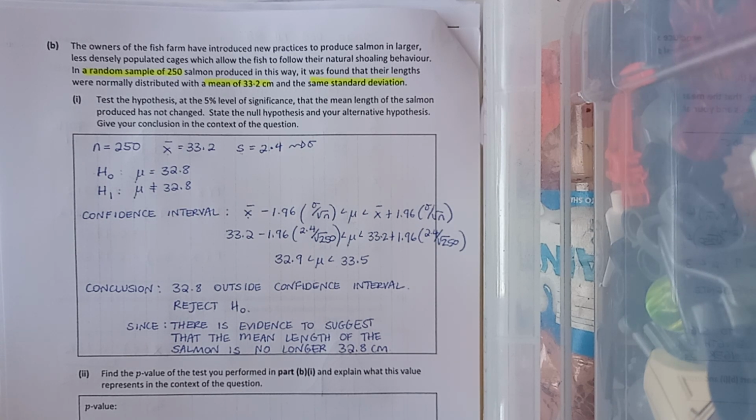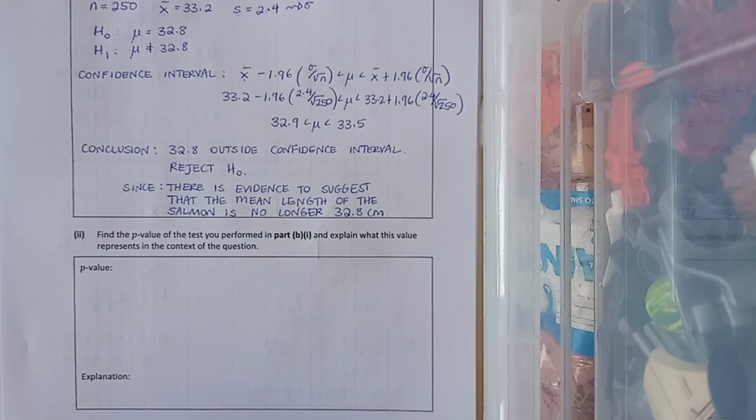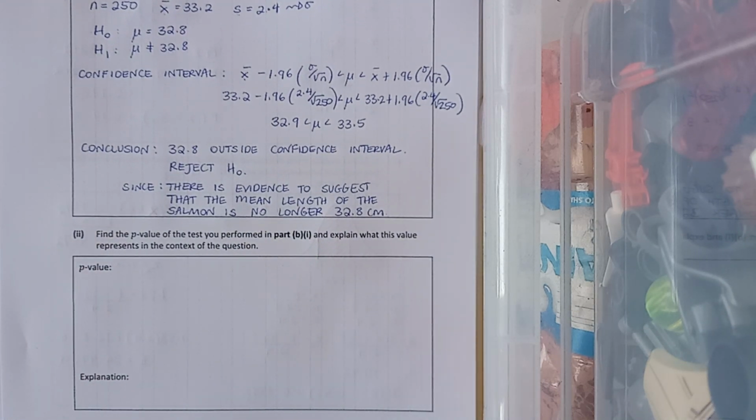Okay, moving on then to part 2. So like I said, in part 1, we actually had a couple of alternatives of how to go about doing the question. One was the confidence intervals that we did. The other is the test statistic. In part 2, they're asking us to find the p-value of the test we performed in part B, part 1, and explain what this value represents in the context of the question.